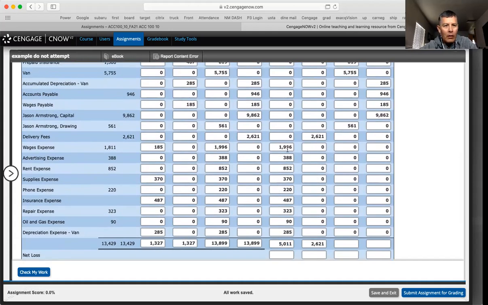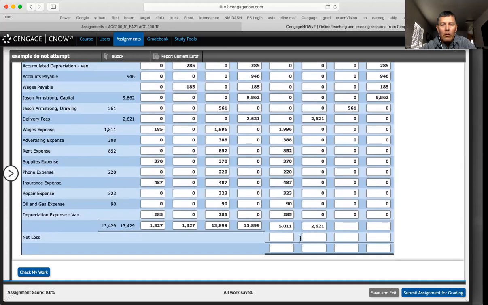Let me just double check. Delivery fees, wages, expense, good. 370, 220, 87, 47. Okay, these are all expenses. That's an expense, good. Expense, good. Expense, good. All right, well, I guess there's a difference there.